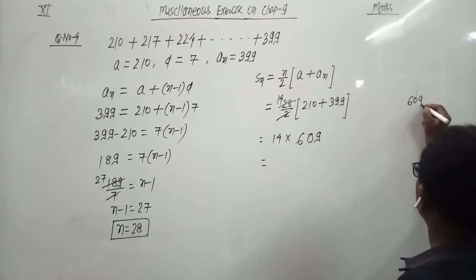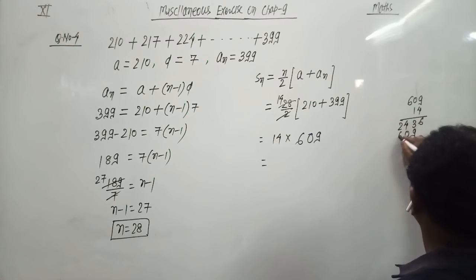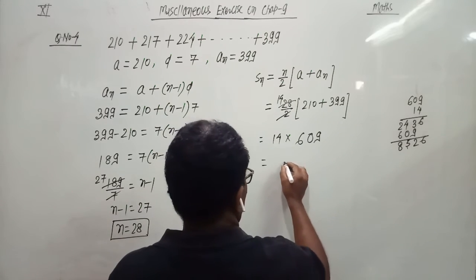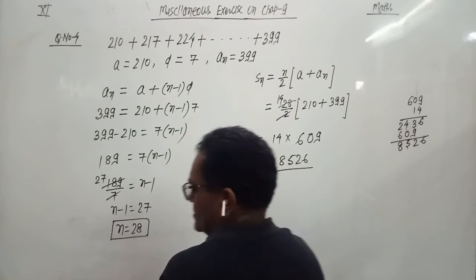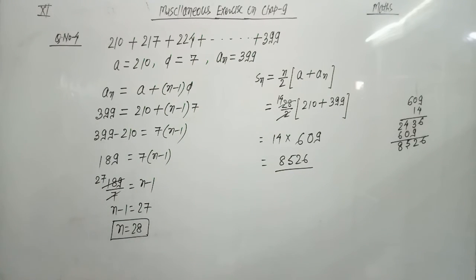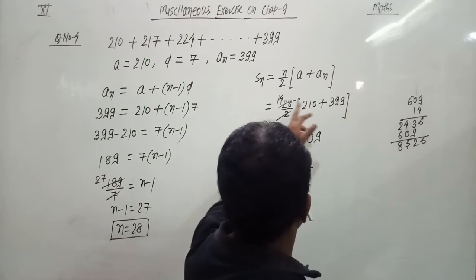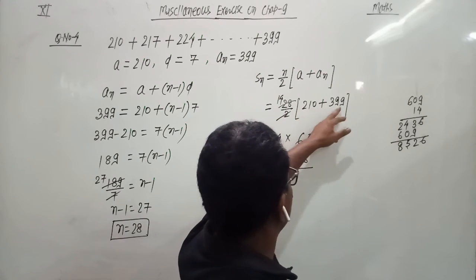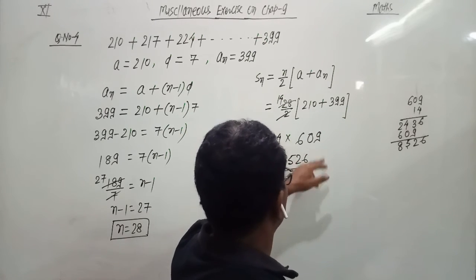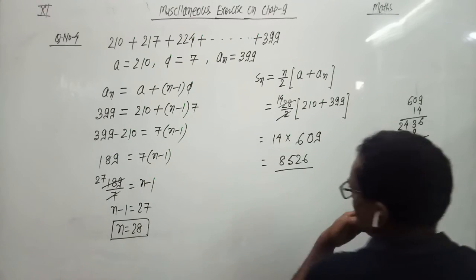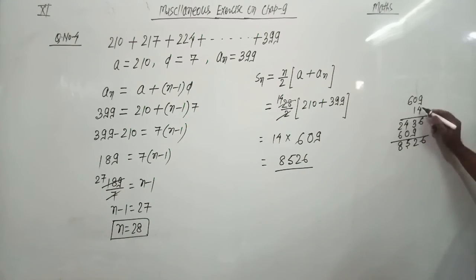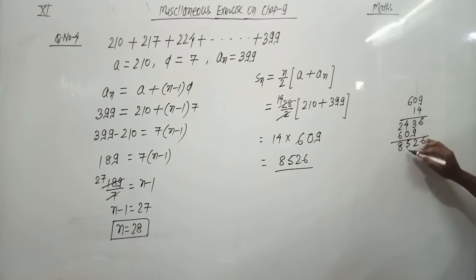609 multiplied by 14 gives 8526. So the sum of all the numbers between 200 and 400 is 8526? Let us recheck. 399 plus 210: 9 plus 0, 9, 3 plus 2, 5 plus 1, 6. 609 into 14 is 8526.